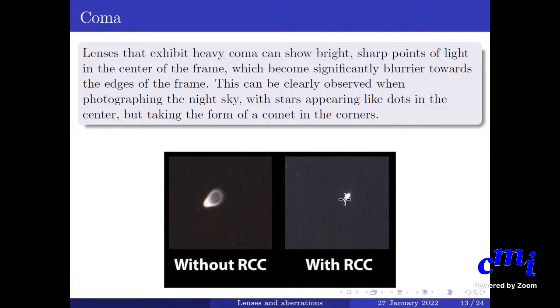So chromatic aberration is one of those aberrations that can be rectified on the camera level. It cannot be done with pre-processing.